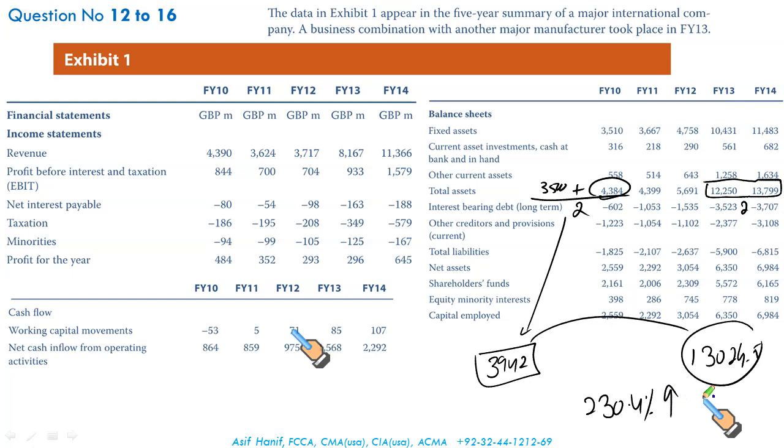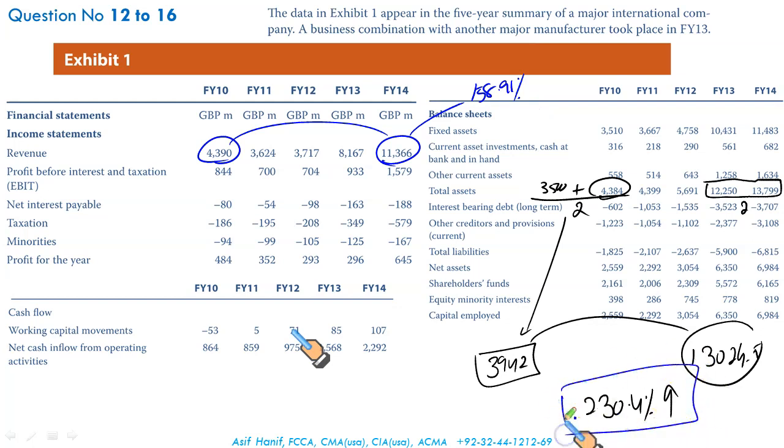Now, what about the sales revenue? We don't need to take the average for sales revenue. This is your sales, 4390 before the merger or acquisition, whatever the arrangement of combination is. 4390, and now it is 11366. Take the difference and divide it by the original 4390. There has been an increase of 158.91%. Now you can see assets have grown by 230%, whereas your sales have grown by 158%.